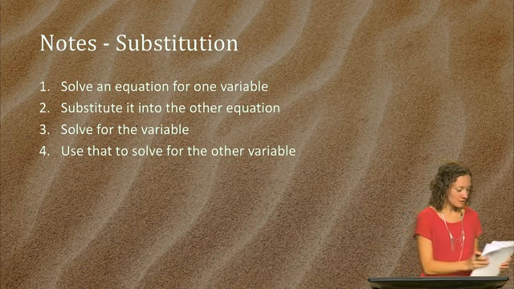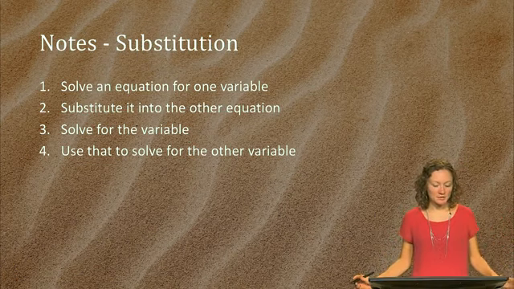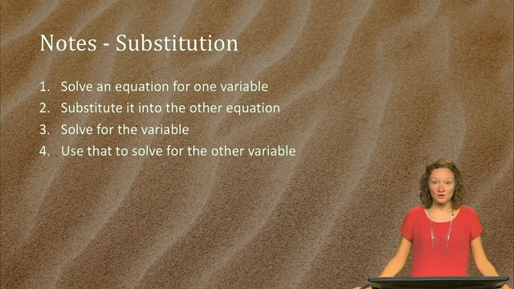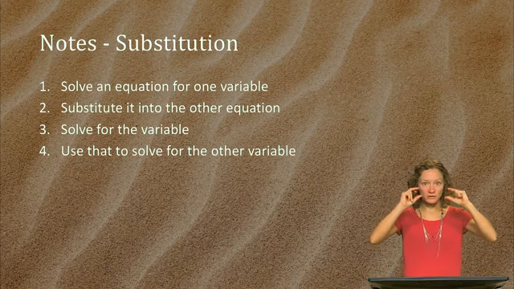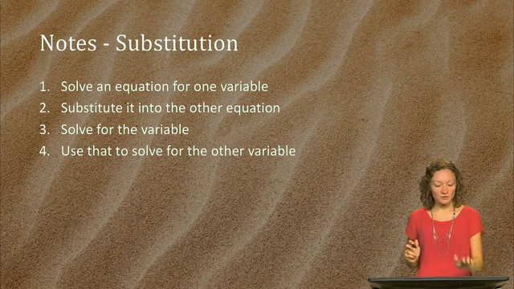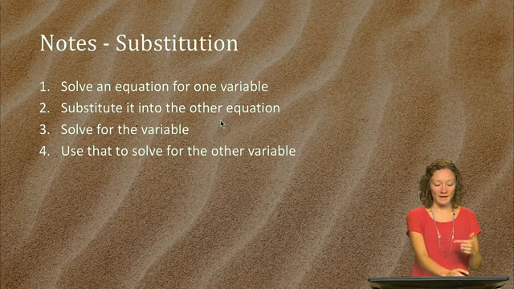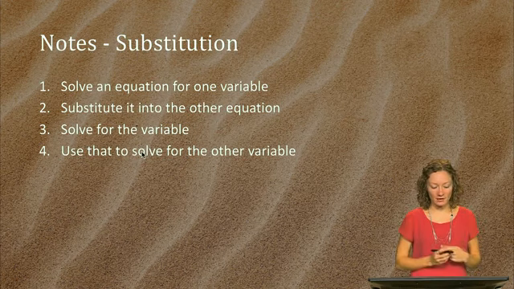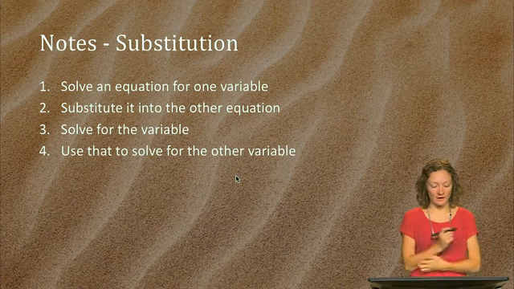So here are our steps for substitution. I like to give you the word steps. You don't have to memorize these. This is just a guide to get you going so that hopefully you can go through the process without the steps. So the first step, again, we have two linear equations presented, is to solve an equation for one variable. So you pick which equation, you pick which variable. Then substitute it into the other equation. Once you've done that, there'll be one variable. You'll solve for that variable, and then you'll use that solution to solve for the other variable, and you'll have your final answer.